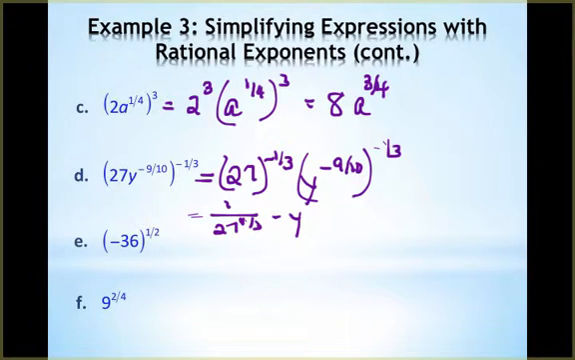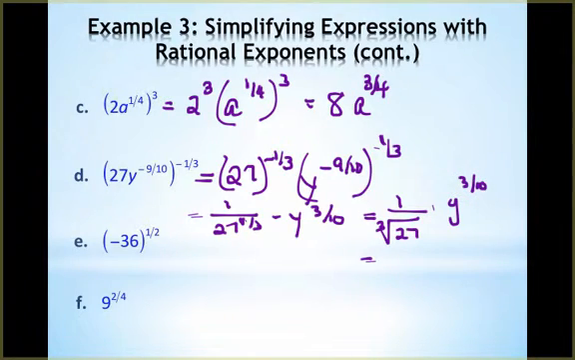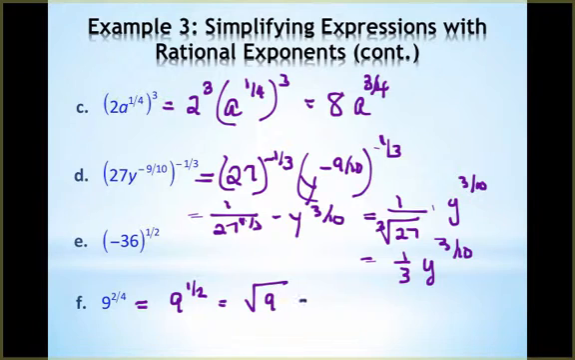And then y to the negative 9/10 to the negative 1/3, we're going to multiply those exponents together and get y to the 3/10. So that's going to be 1 over the cube root of 27 times y to the 3/10. But the cube root of 27 is 3, so 1/3 y to the 3/10. And then 9 to the 2/4 is the same thing as 9 to the 1/2. But that's the square root of 9, which is 3.